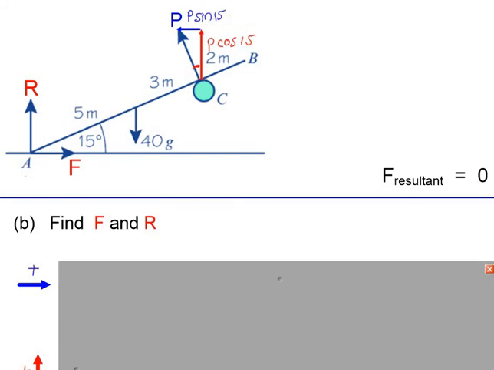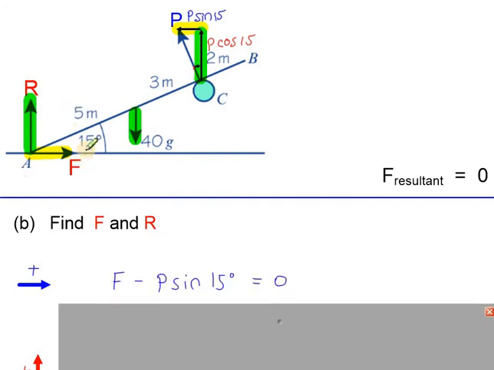So resolving forces horizontally, we have this force in this direction and this force here in this direction. These are the only two horizontal forces or components of horizontal forces. And vertically we have this one, so pointing up, this one is pointing up, and this one is pointing down. That's all of the forces considered now in our two perpendicular directions. So let's have a look at this direction horizontally.